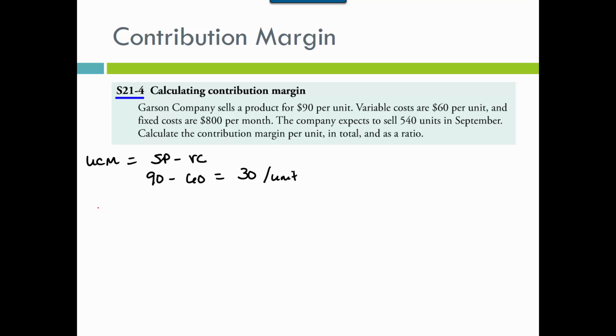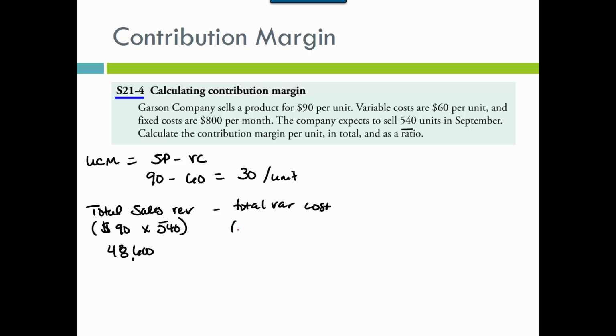I could take total sales revenue, which will be $90 a unit times the 540 units I'm selling. So my total sales revenue is $48,600, minus my total variable costs.